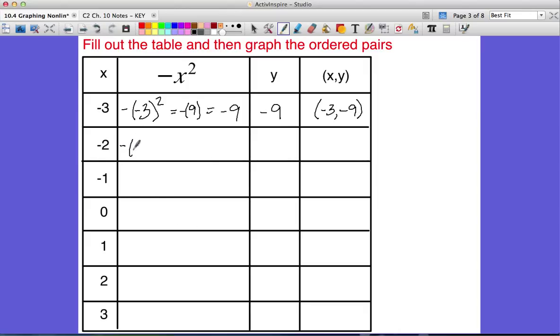Again, we have the opposite of negative 2 squared. First, we have to do negative 2 squared. Negative 2 times negative 2 is going to give you a positive 4. But we want the opposite of positive 4, which gives you negative 4. So if our input is negative 2, then our output is negative 4. The opposite of negative 1 squared is equal to the opposite of 1, which is equal to negative 1.